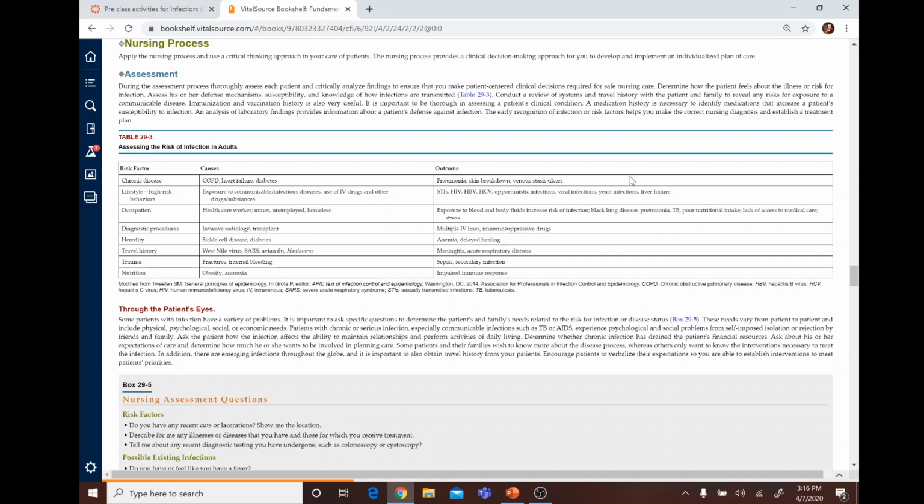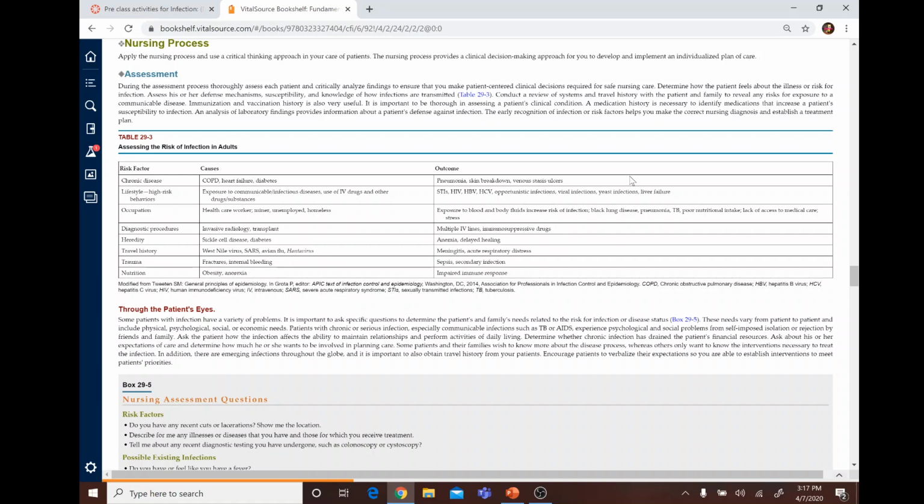STIs, HIV, HBV, HCV, opportunistic infections, viral infections, yeast infections, and liver failure. So being a healthcare worker, a minor, unemployed, or homeless may lead to exposure to blood and body fluids, increased risk of infection, black lung disease, pneumonia, TB, poor nutritional intake, lack of access to medical care, and stress.